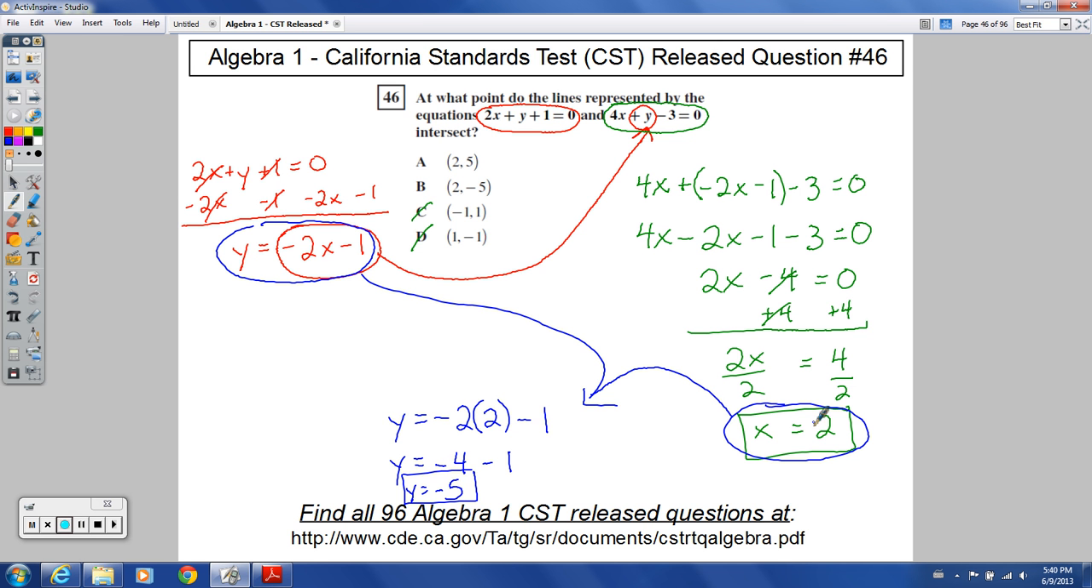And so you've got 2, you've got negative 5. Your final answer for number 46 should be choice B.